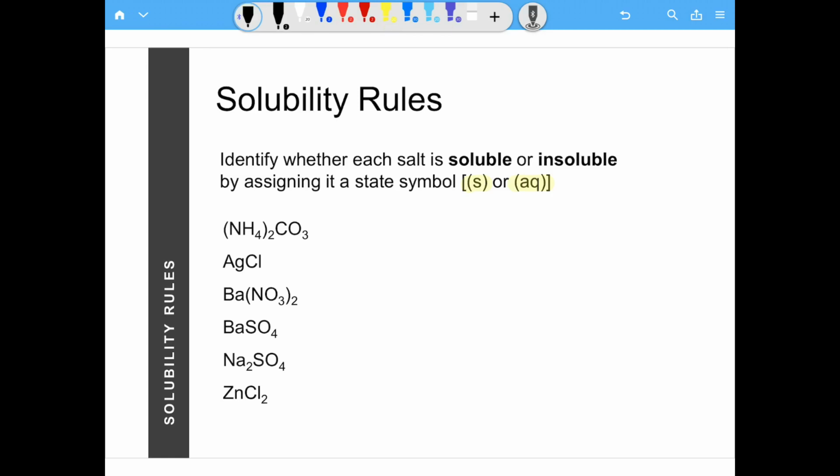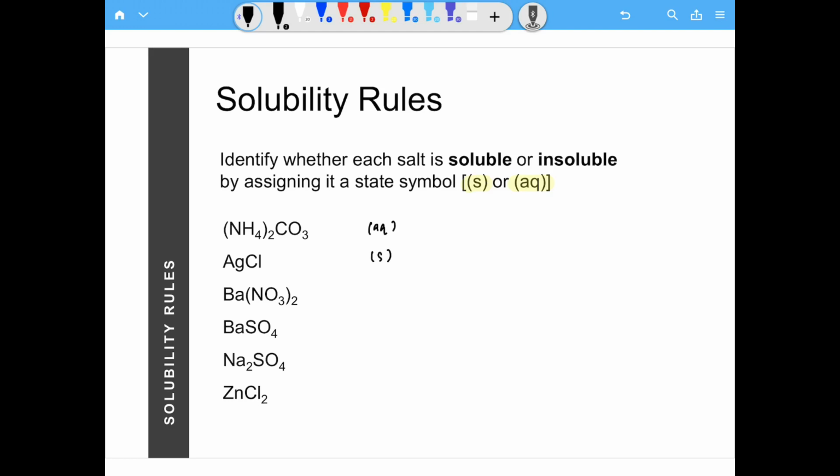Alright, let's take a look at the different salts and determine whether they are soluble or not. Ammonium carbonate is a spar salt, an ammonium salt, so it's definitely soluble in water. For silver chloride, we need to use the rule of chlorides. All chlorides are soluble in water except for silver and lead. So in this case, silver chloride would be insoluble in water.